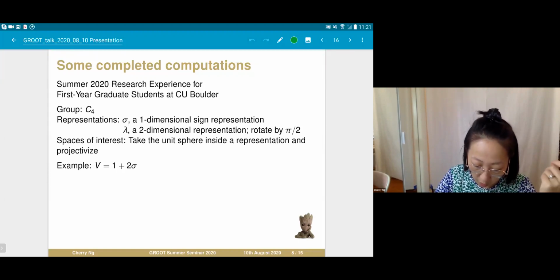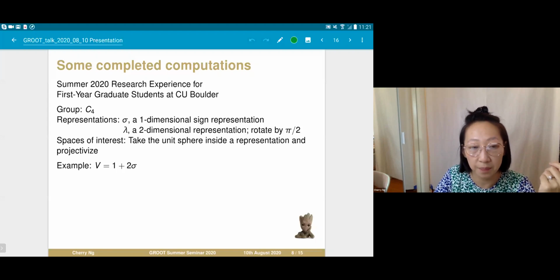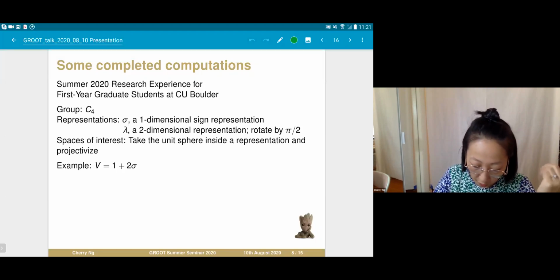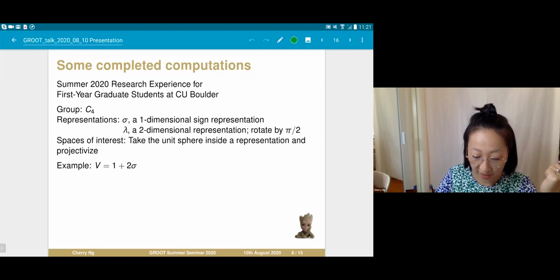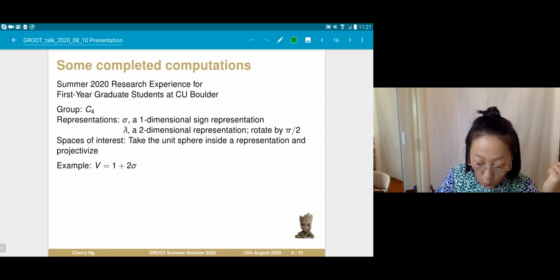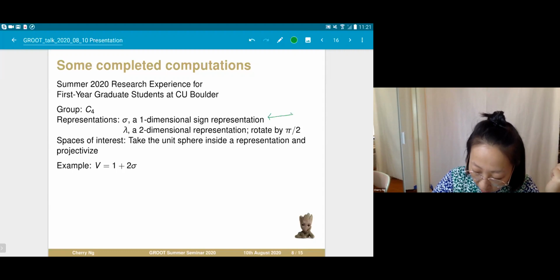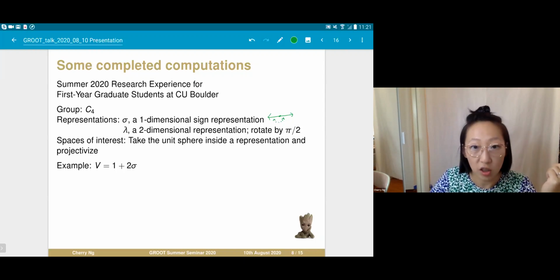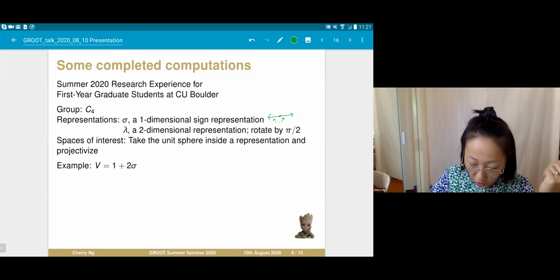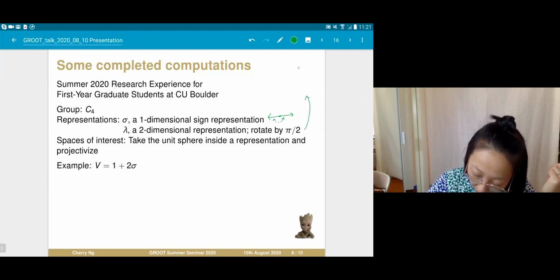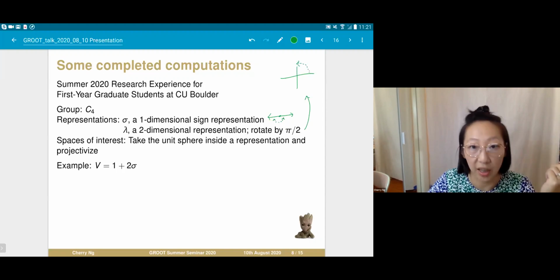In particular, they were working with the group C4, the cyclic group of order 4. It has representations, sigma, which is a one-dimensional sign representation. That's the one where you have a copy of R and you flip the left and right sides back and forth. And then they also have lambda, a two-dimensional representation. And this one is the one where you rotate the plane by 2 pi over 4, pi over 2, yeah, okay.